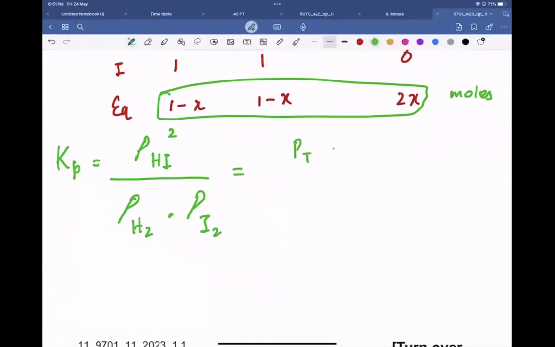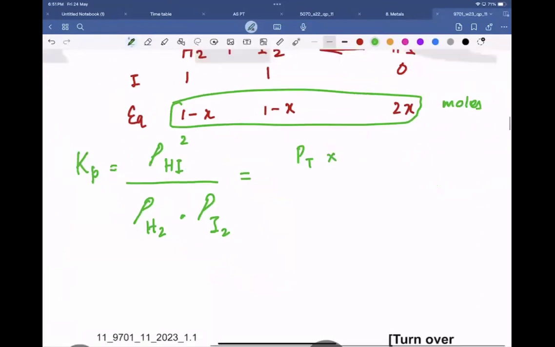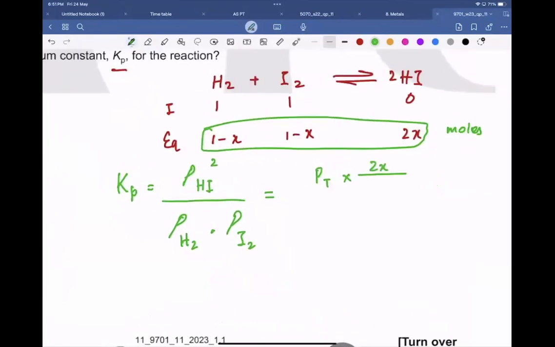total pressure times the mole fraction of hydrogen iodide. I am going to put 2x over 1 minus x plus 1 minus x plus 2x, because this is going to give me the total moles. Is this understandable? And I am going to take the square of this, because the partial pressure of hydrogen iodide must be squared, right?